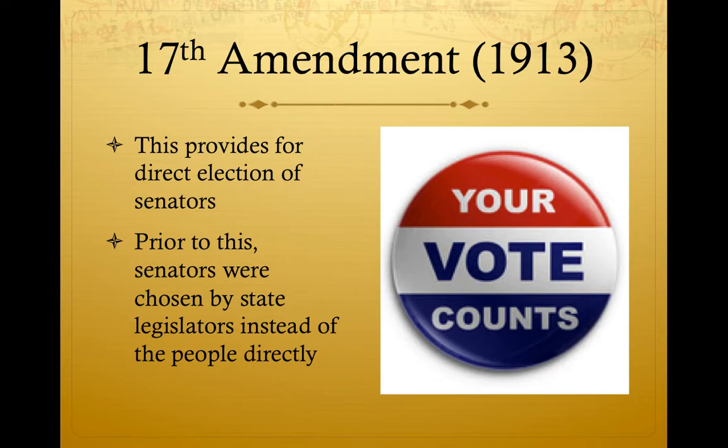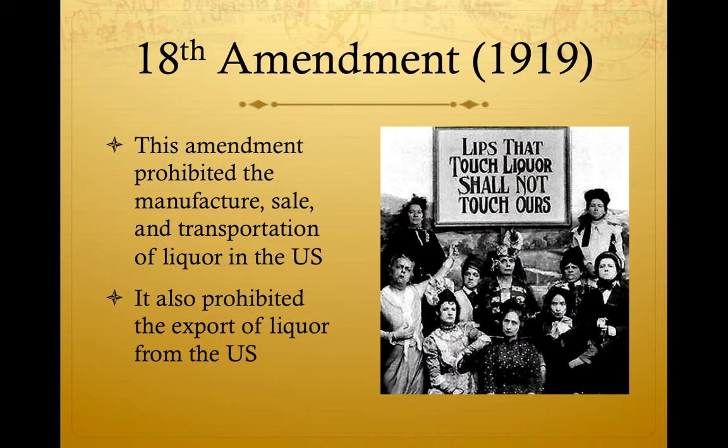So for example, before 1913, the state legislature in Ohio would choose who our 2 senators would be. After the 17th Amendment, the people choose who their senators were. This allows the people a much greater say in their democracy. Bringing us to the 18th Amendment, which turned out to be a very unpopular amendment ultimately.